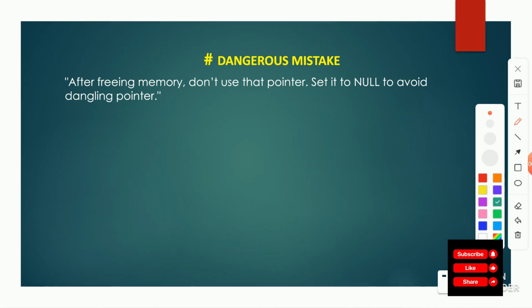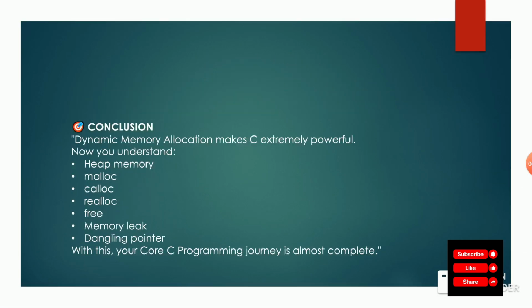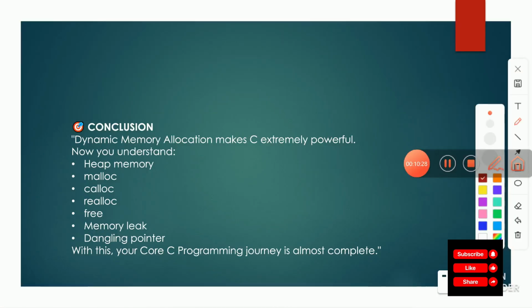Okay, so finally we will conclude this session. Dynamic memory allocation makes C extremely powerful, right? So now we understand what heap memory is, and what malloc, calloc, realloc, free and memory leaks are.